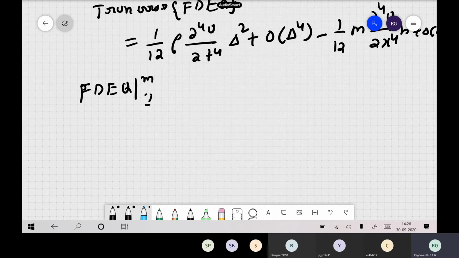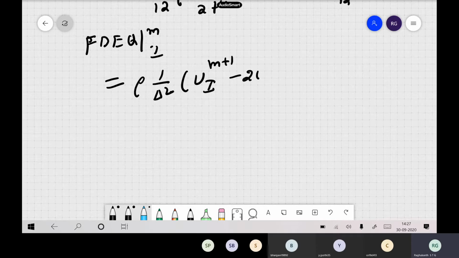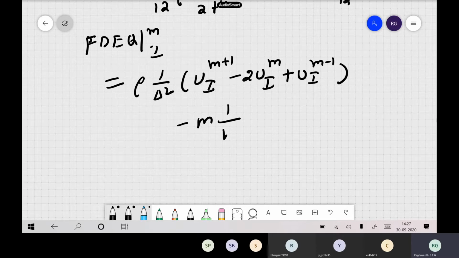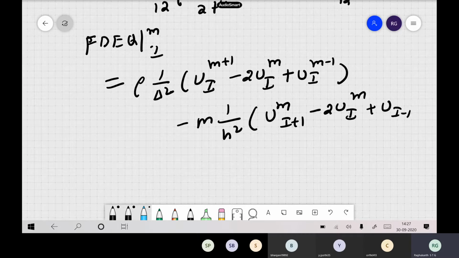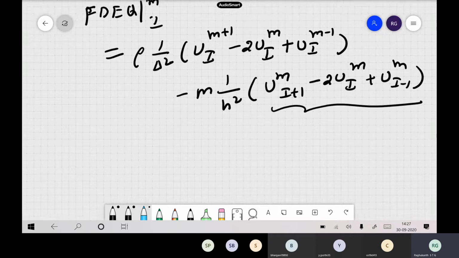So m and i, so this will be simply, you have to neglect all other terms, so rho into 1 by del square, u i m plus 1 minus 2 u i m plus u i m minus 1. Okay, so minus m, so 1 by h square, so u m i plus 1 minus 2 u i m. So this is a spatial derivative. Okay, so u i minus 1 m. So this is your second derivative with respect to space. This is the second derivative with respect to time itself.